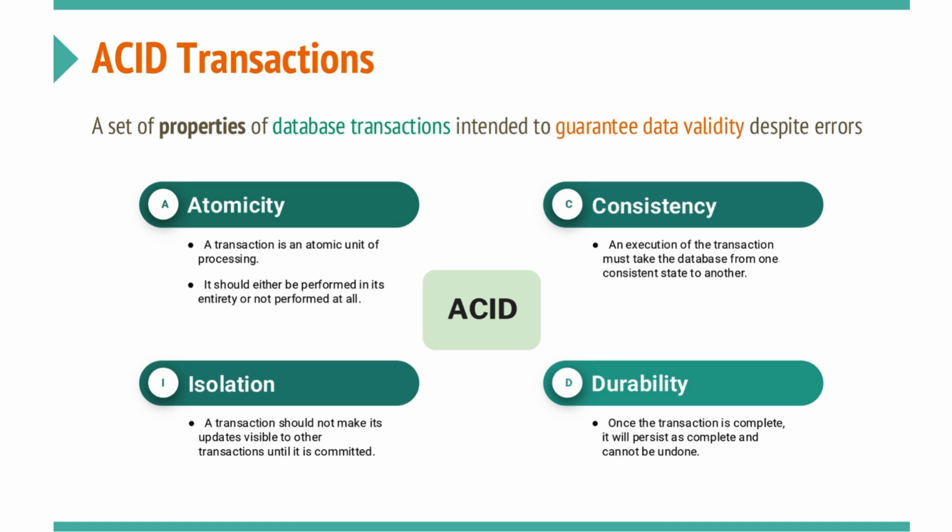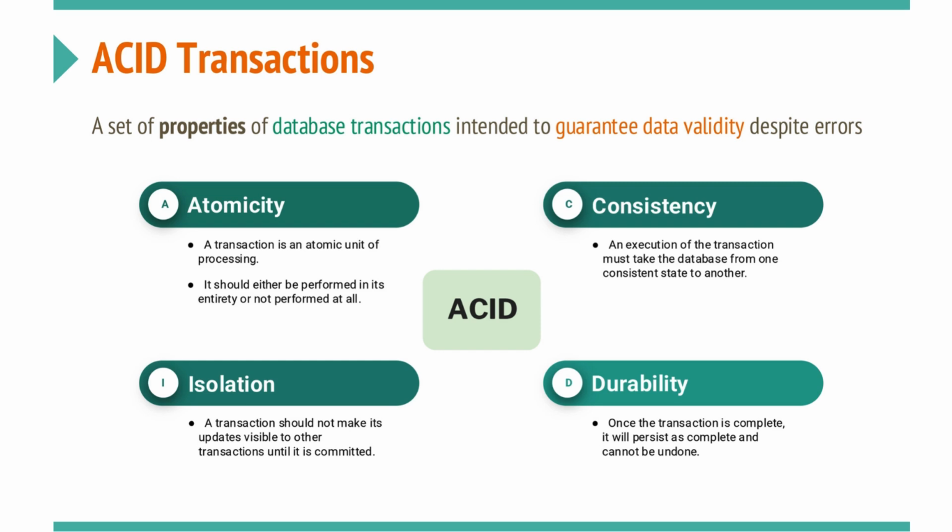Now, when we talk about transactions, especially in the world of traditional relational databases like SQL, there's a famous acronym you absolutely need to know: ACID. ACID is a set of four properties that guarantee our transactions are processed reliably. It's like a promise that the database makes to ensure our data stays valid and correct, even if things go wrong, like a power failure or a network error.